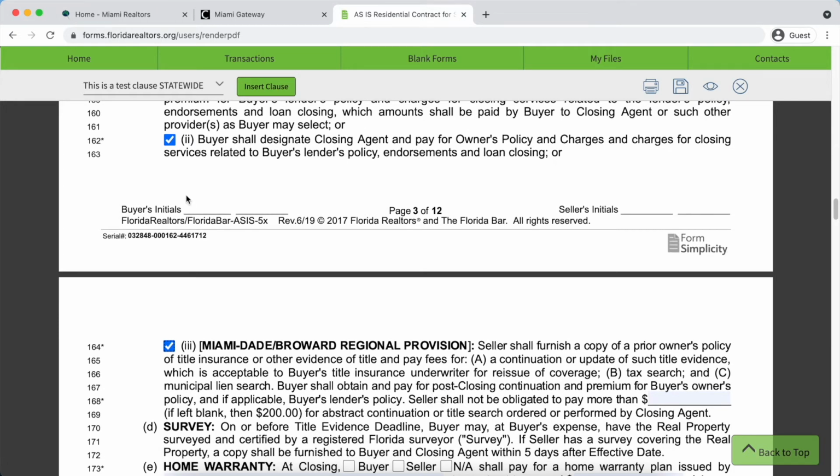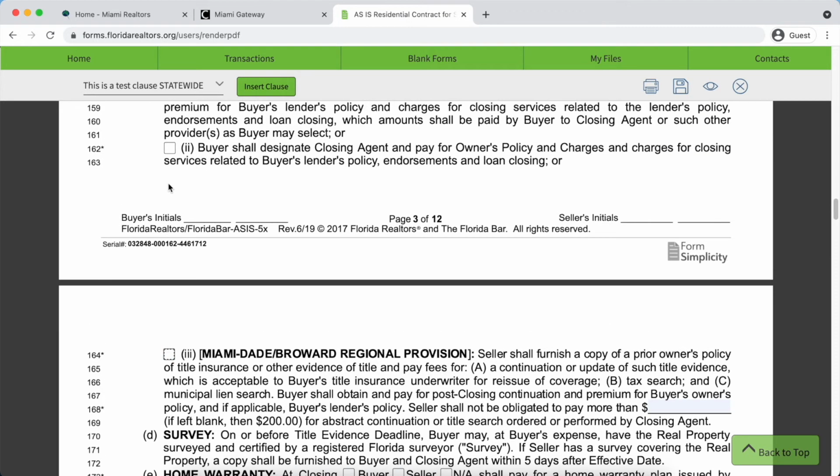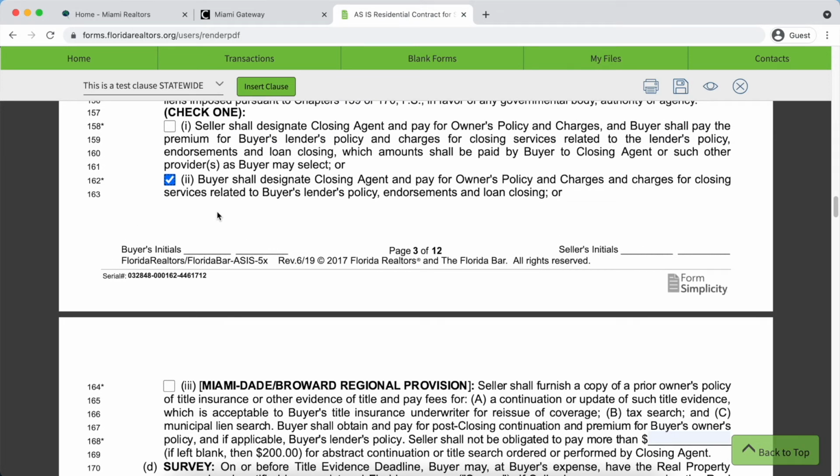The difference between 2 and 3 is that in 3, the seller is committing to paying for an abstract continuation of the title, and if you leave it blank, he won't pay more than $200. And in line item number 2 here, he's not committing to that. Okay, so it would be an expense covered by the buyer.